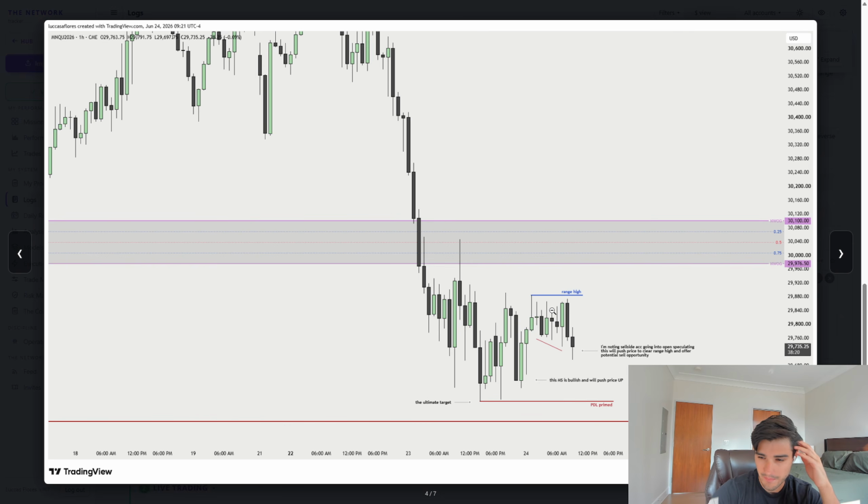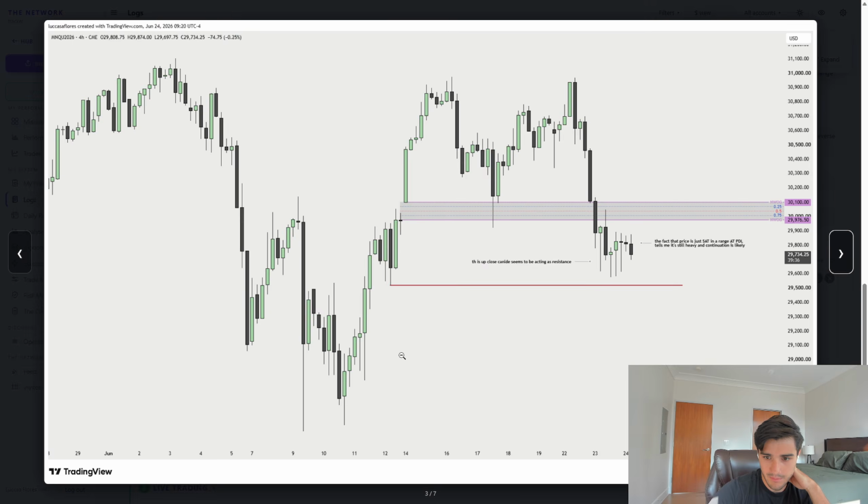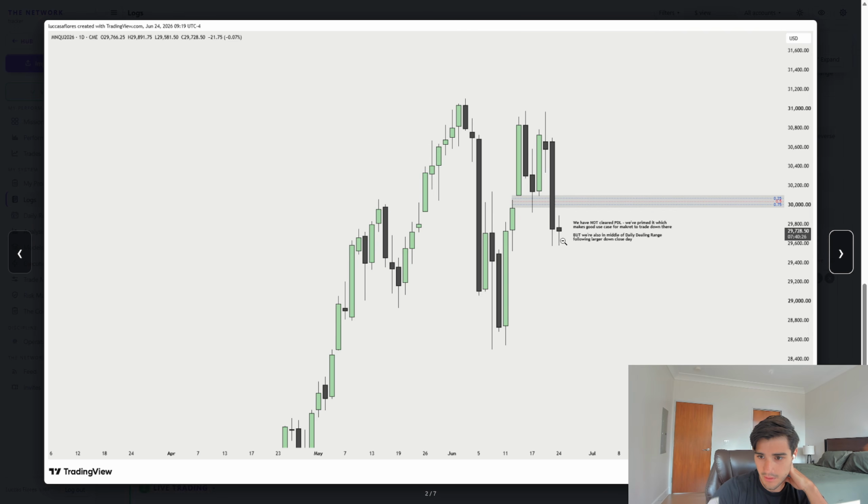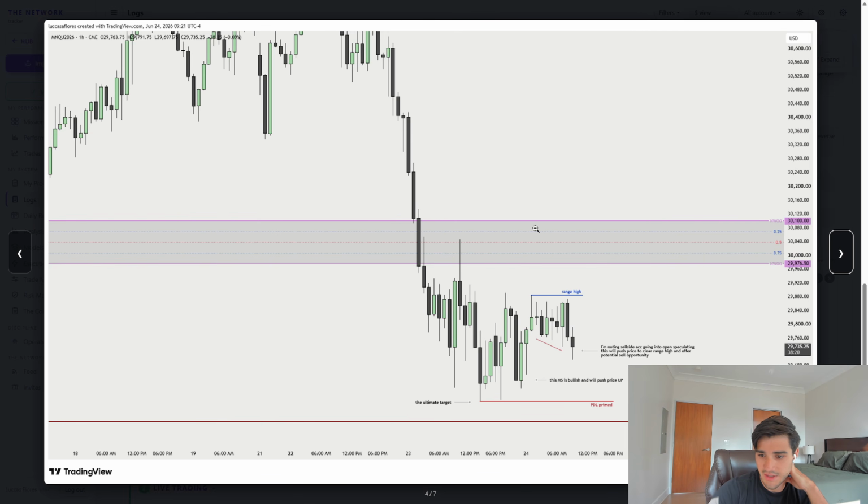On the hourly time frame, this was my ultimate target. We can see that we traded down close to previous daily low, which is what I noted on the daily time frame here. But did we take it? We did not take it. So it's a strong reason for the market to want to draw down here.